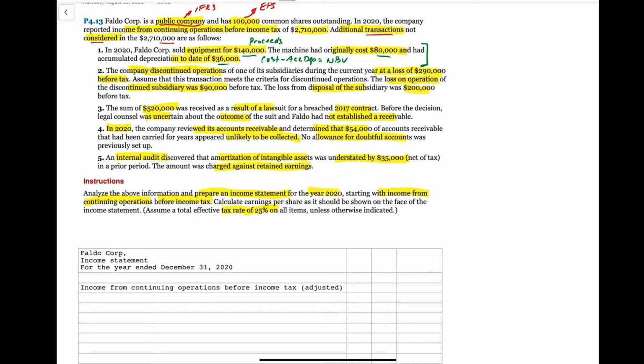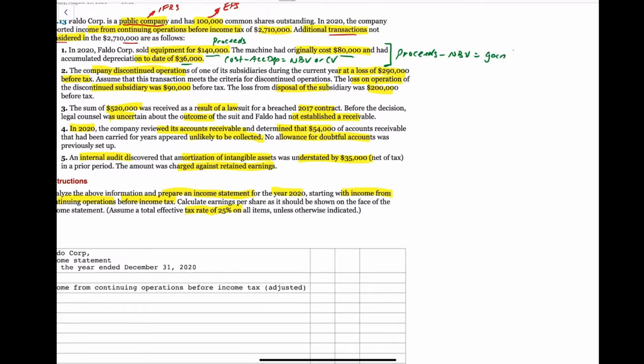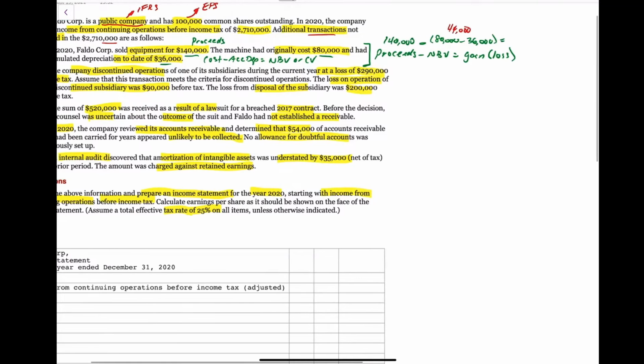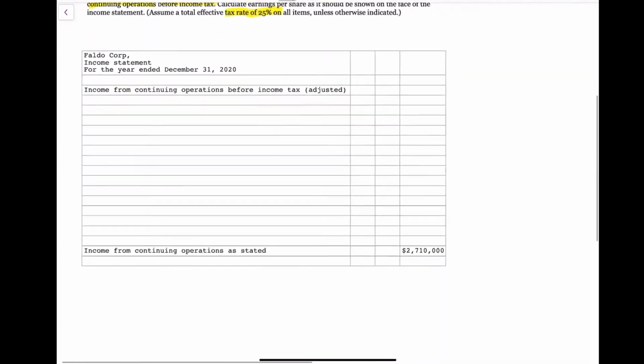Now, we can also call that book value or carrying value. Well, proceeds minus net book value results in what? A profit or a loss, right? So this could be a gain or a loss. Well, was this equipment sold for a gain or a loss? Gain. And how do you know this, Ben? So the proceeds are $140,000 and the net book value is $44,000, which is $80,000 minus the accumulated depreciation of $36,000. So the net book value is $44,000 and if we take $140,000 minus $44,000, that is a $96,000 gain.